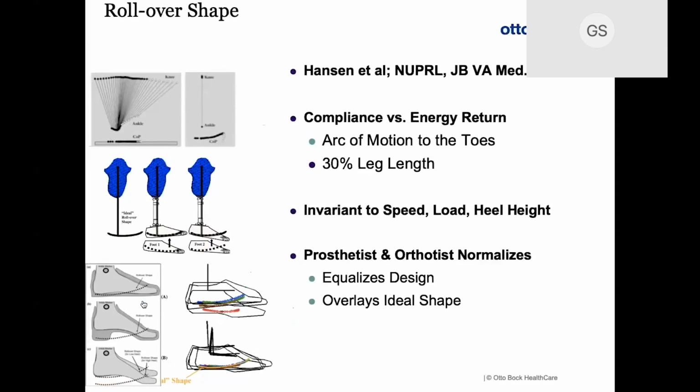So when we think about this, this also has something to do with rollover shape. Rollover shape is when you look at the angle of the tibia in reference to the center of pressure at the floor. And if we hold the shin section stationary, we see this arc. Now this arc is kind of interesting because it's invariant to speed, load, and heel height, and it's really about 30% of the leg length. We can calculate this arc.